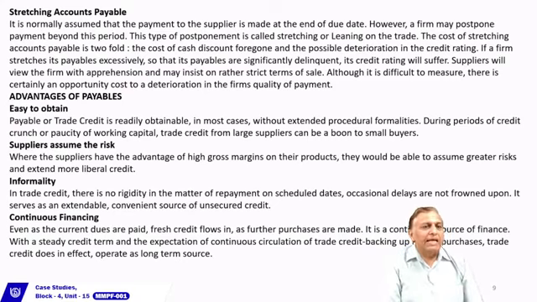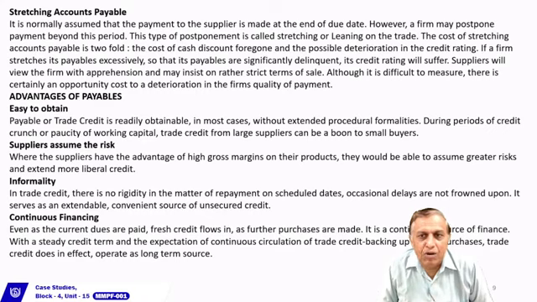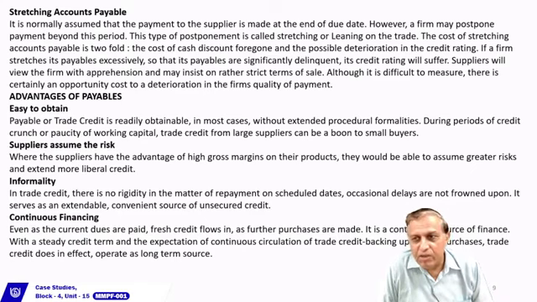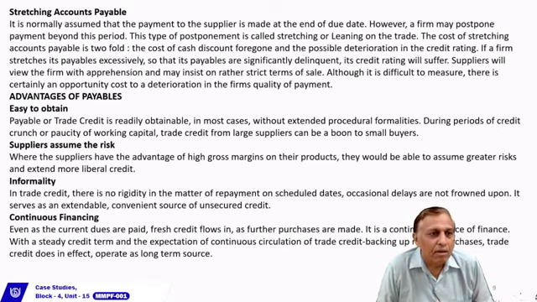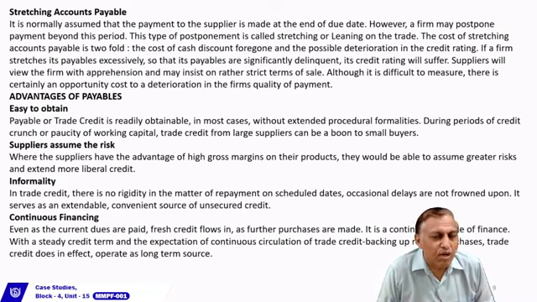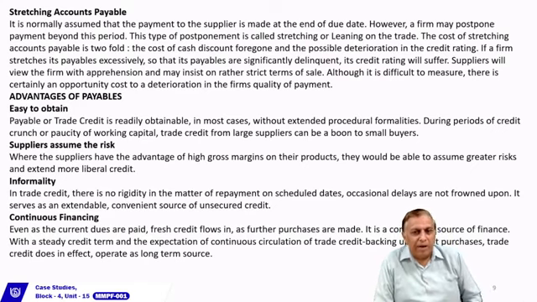If a firm stretches its payables excessively so that its payables are significantly delinquent, its credit rating will suffer altogether. Suppliers will view the firm with apprehension and may insist on rather strict terms of sale. Although it is difficult to measure, there is certainly an opportunity cost to a deterioration in the firm's quality of payment. Advantage of payables: easy to obtain. Payable or trade credit is readily obtainable, in most cases without extended procedural formalities. During periods of credit crunch and paucity of working capital, trade credit from large suppliers can be a boon to small buyers.